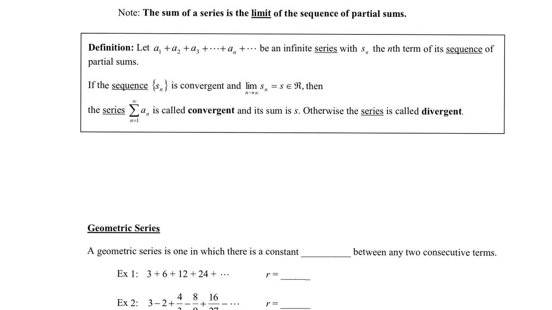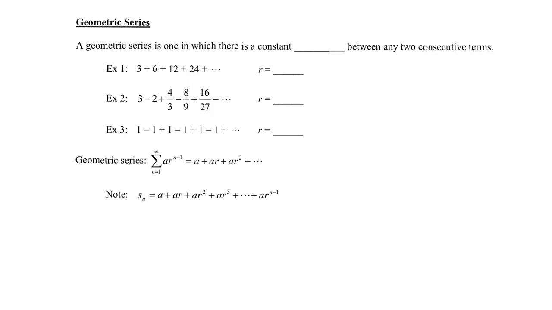There's a special infinite series called a geometric series. This is one in which there's a constant ratio between any two consecutive terms. Let's say ratio r. Okay, ratio r between any two consecutive terms. You can see by looking at this, to get from 3 to 6, I doubled it. I multiplied it by 2. I multiplied 6 by 2, multiplied this by 2. So the ratio is 2.